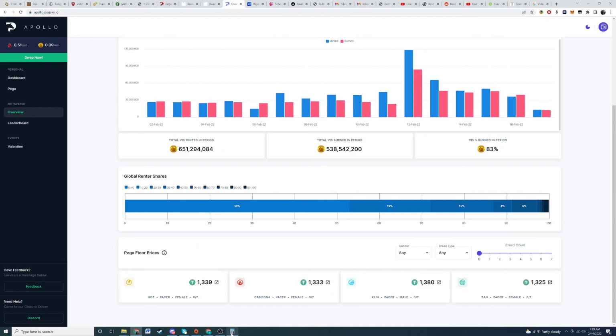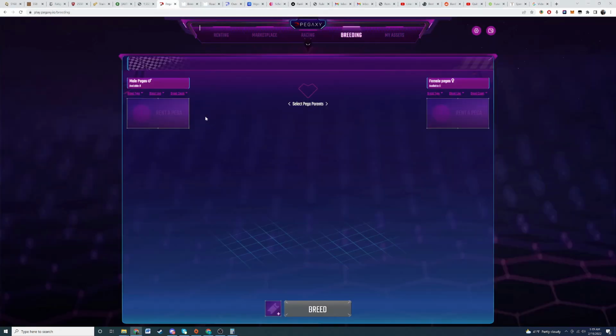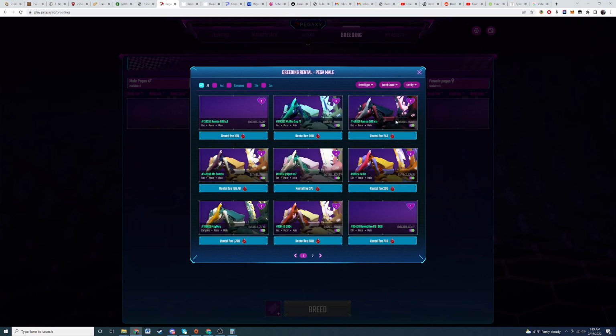At $37 a day, it would take you only a little over a month to earn your second Pega. So much quicker, and conceivably even quicker than that if you wanted to pay someone to rent their Pega for breeding. So we'll see what the very cheapest one is.